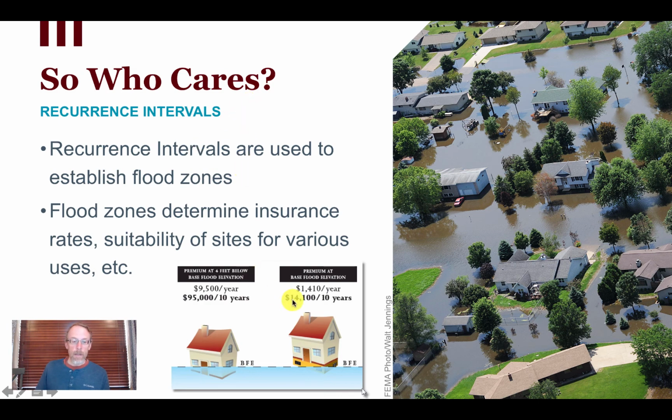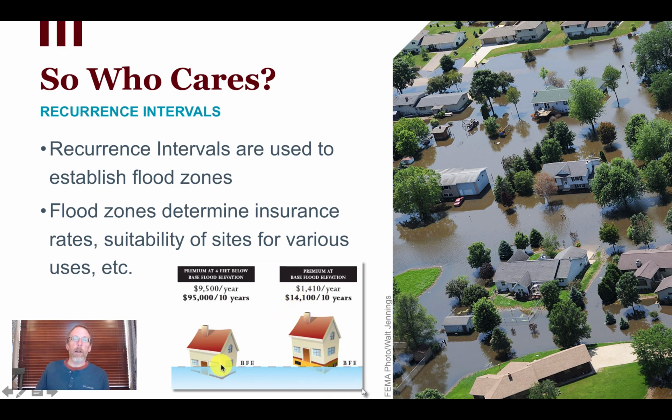So this is a diagram produced by the Louisiana State University Extension. Of course, in Louisiana with the Mississippi River and so forth, they have a lot of flooding issues and lots of communities where flood insurance is very important. And a house built just above the 100-year floodplain may have an insurance premium that's about $1,400 per year. So over the course of a decade, that's about $14,000 in premiums.